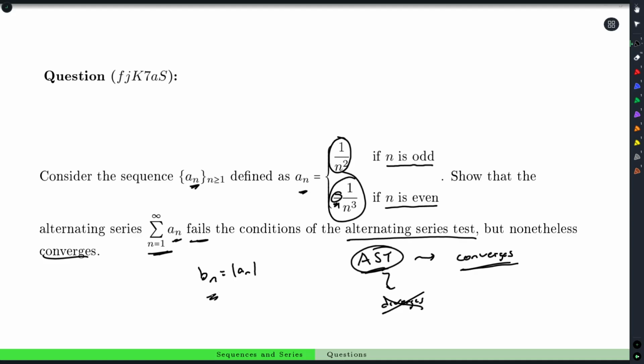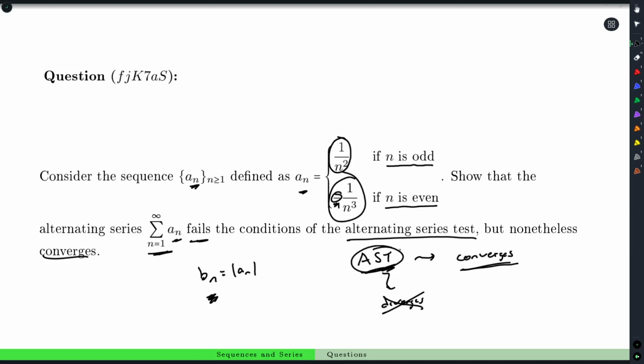Now, it is true, if the limit of the BNs isn't 0, you'll get divergence, but not because the alternating series test fails, but more as a consequence of the nth term test. So in this case, allegedly, the alternating series test won't apply to these ANs, but we should be able to show convergence. Okay, so what are we going to have to do?